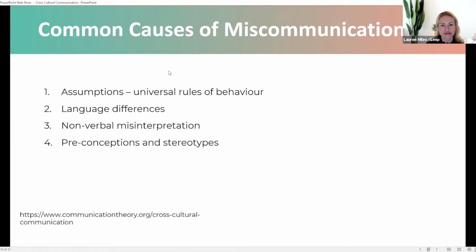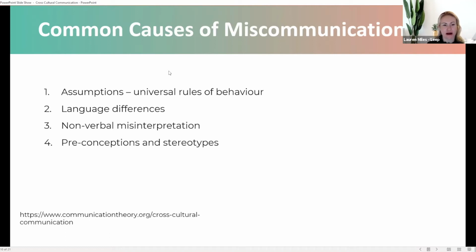So, some common causes of miscommunication when we're talking about working with different cultures. So, assumptions, and we're going to unpack assumptions a lot today, because it's looking at ourselves and our own assumptions and our own cultural lens, and what we think are universal rules of behavior that might not actually be that way. And everybody does this.